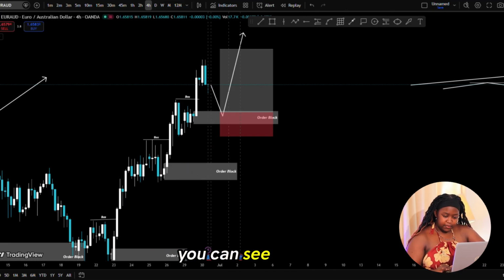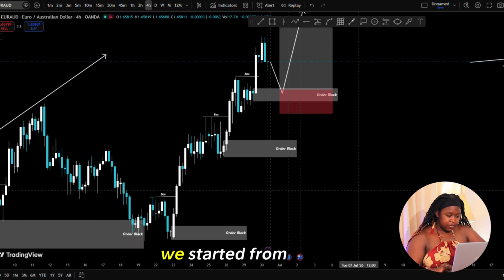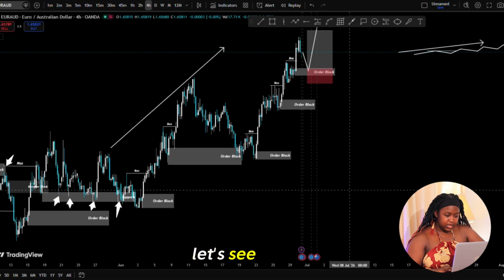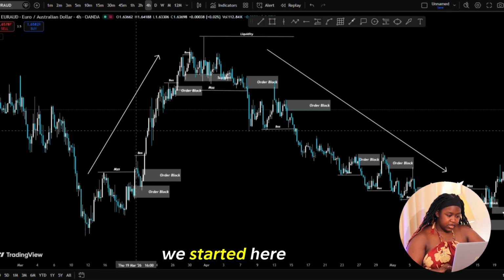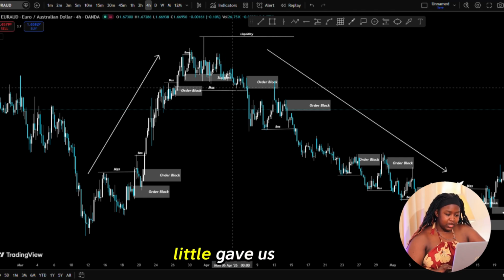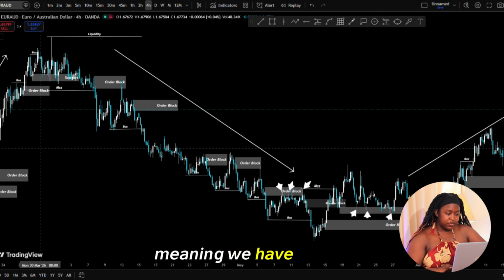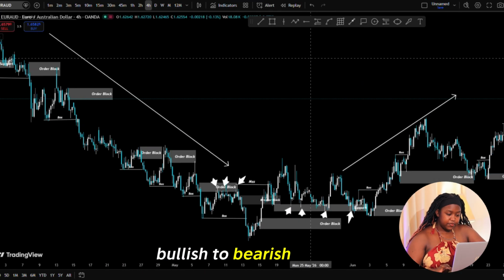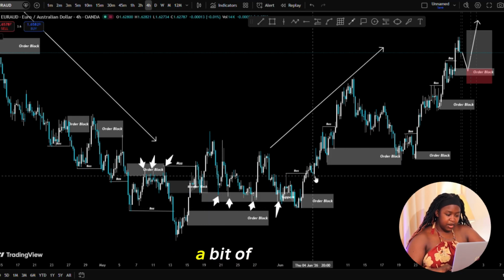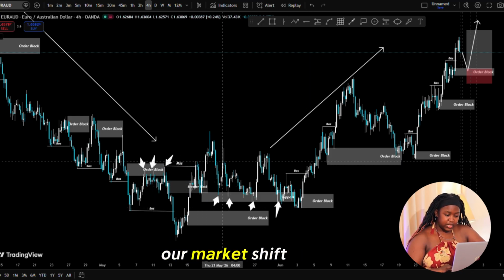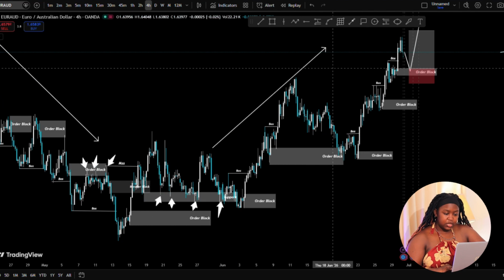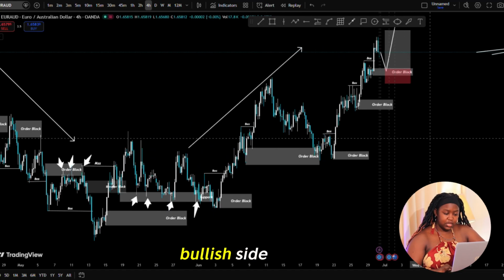So guys, as you can see, we started from this side. Let's see, we started here, and as you can see from here, price is moving to the upside, and it consolidated a little, gave us a market shift, meaning we have changed trend from bullish to bearish. And then again here we had the last break of structure, a bit of consolidation, and then it gave us our market shift. It consolidated a little, but finally it moved again to the upside. So we started moving to the bullish side.